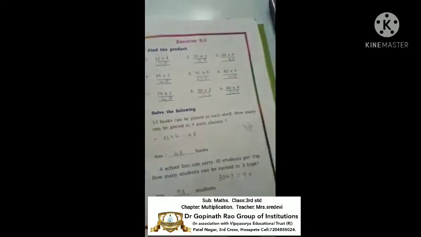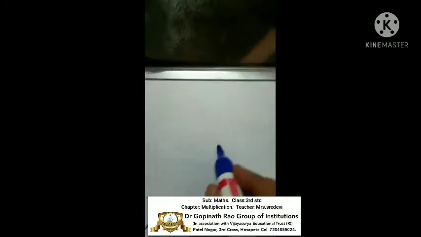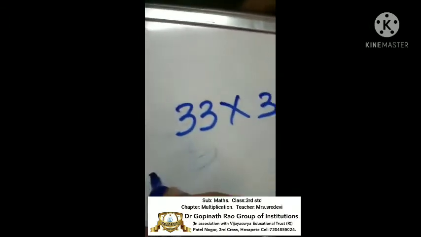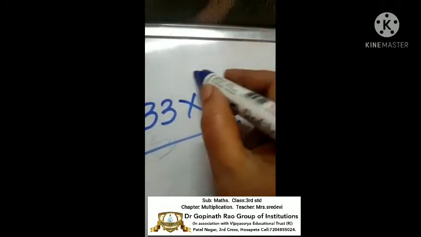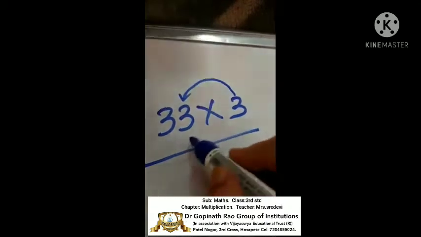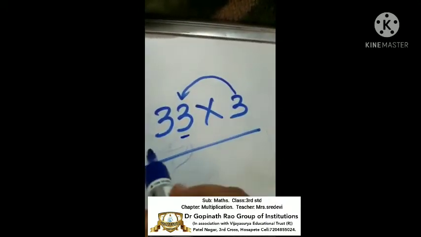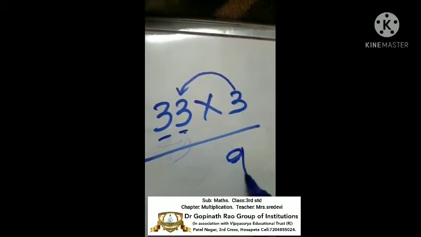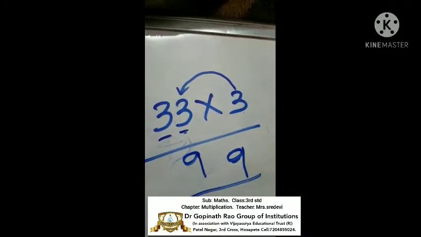We don't know the table, so what will we do? We'll multiply. How will we multiply? See here, 33 into 3. First we'll multiply with the units place, then the tens place. First the product with the units place: 3 3s are 9, 3 3s are 9. So the answer is 99.